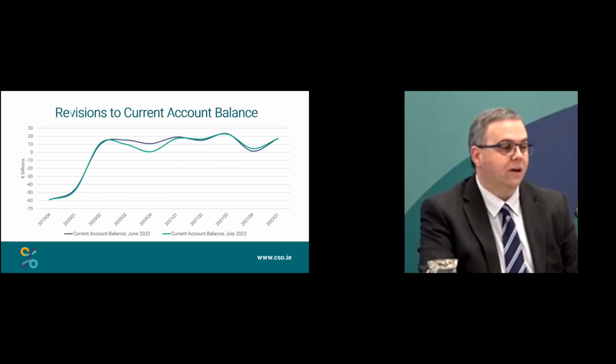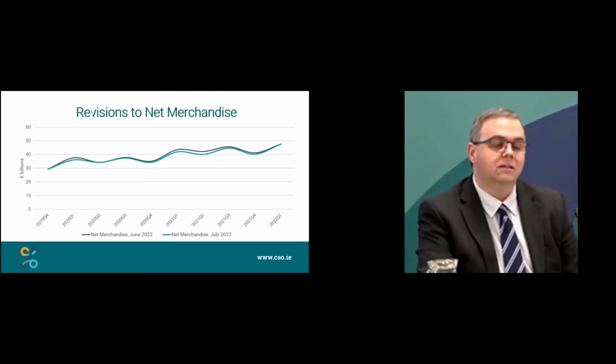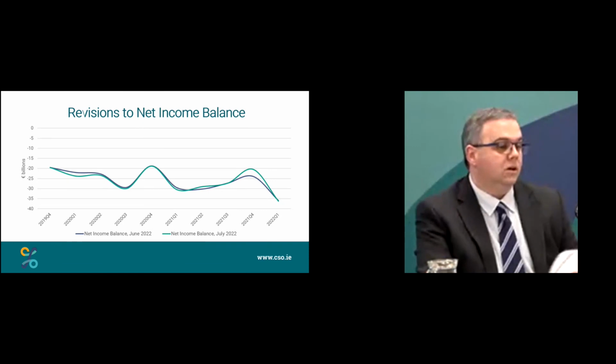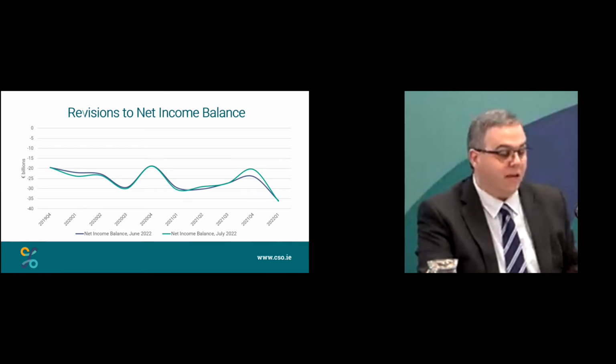Looking at how these spread out across the quarters, we can see for our current account balance that the main changes are in 2020 Q3 and 2020 Q4, with further change in 2021 Q4. Looking at the constituents of this, we can see small changes in our net merchandise, predominantly in 2020 Q1 and 2020 Q2. But for our net income balance, we can see larger changes in 2021 Q4 and a small change in 2020 Q1, which is driven by new information for the year.